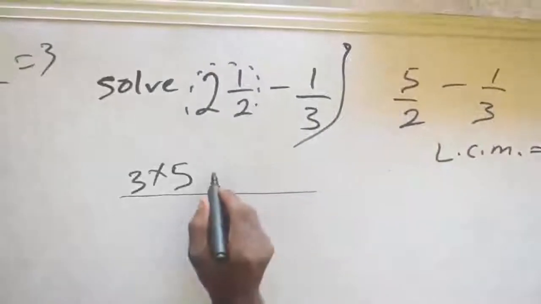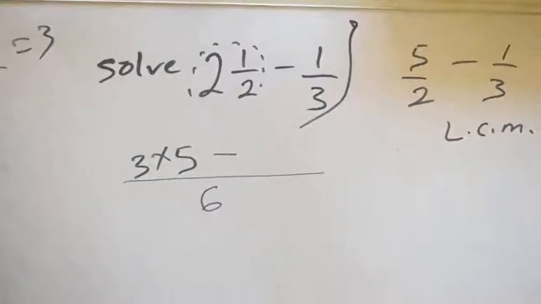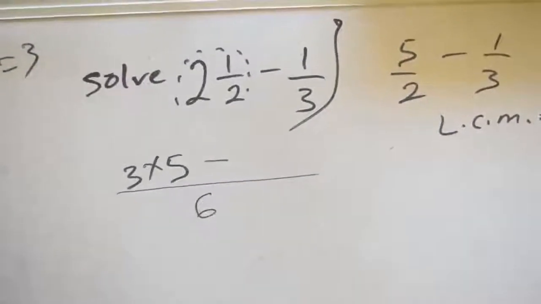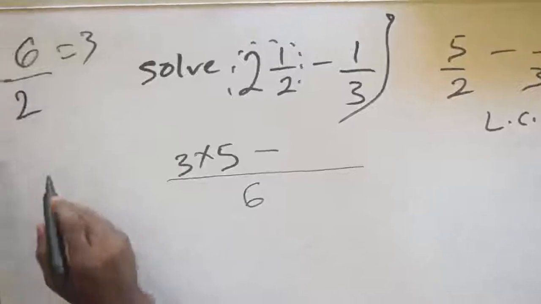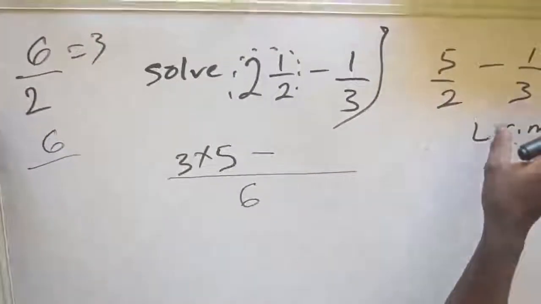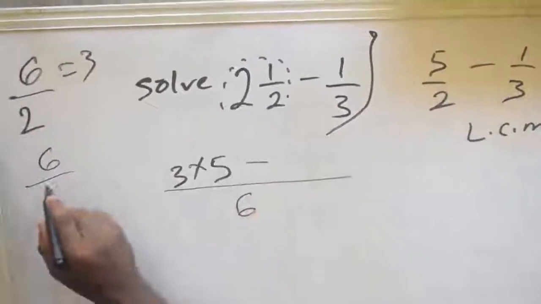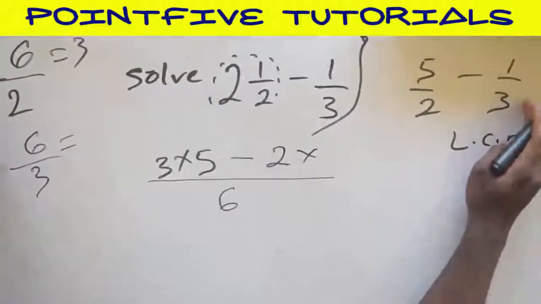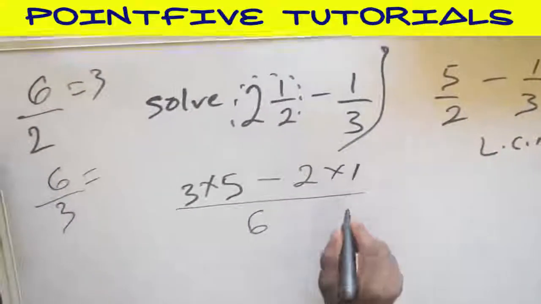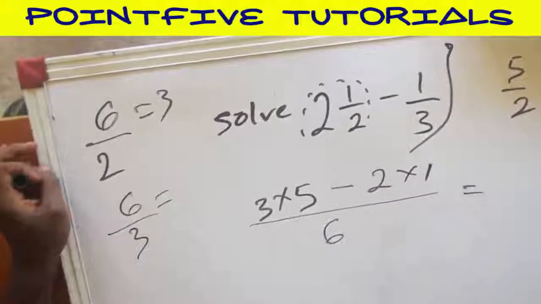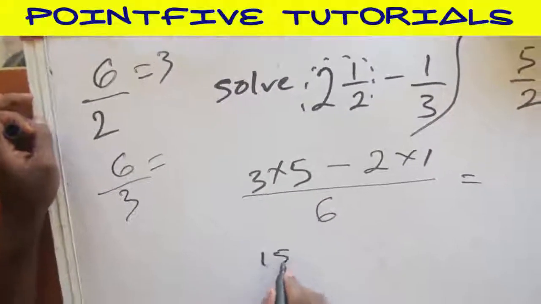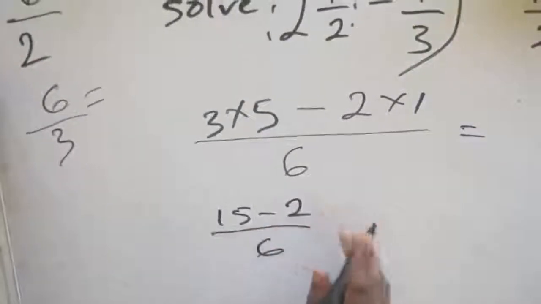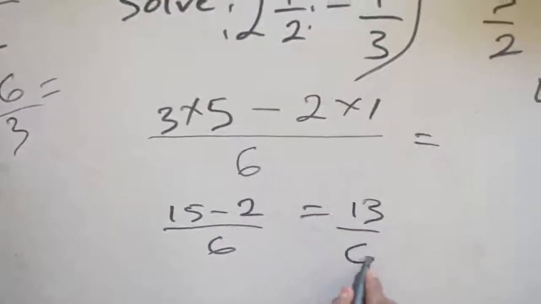When we move next, we encounter the subtraction minus sign. After this, the next thing we encounter is another fraction. Anywhere you see a fraction, you pause and use your LCM, which is 6, divided by the denominator of the second fraction, which is 3 here. So 6 over 3 is 2. Use this to multiply the numerator of the second fraction. The numerator here is 1. So this gives you 3 times 5, which is 15, minus 2 times 1, which is 2, all over 6. This minus this will give you 13 over 6.